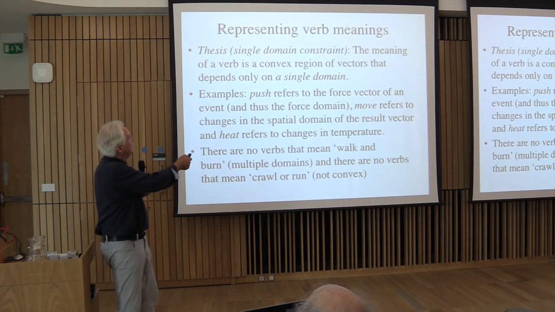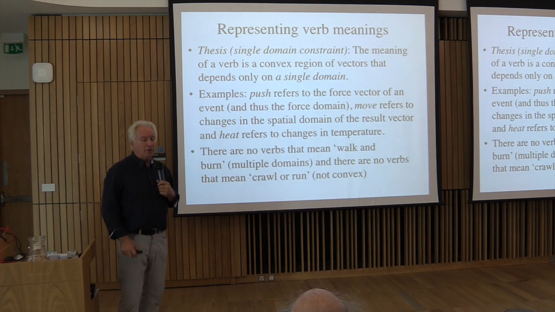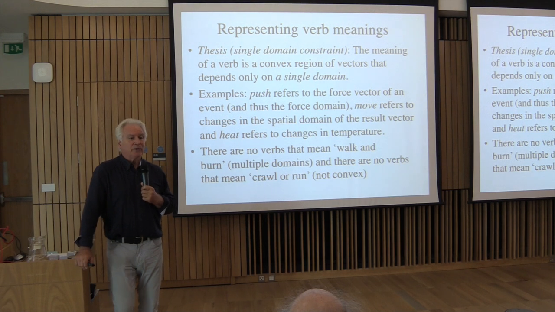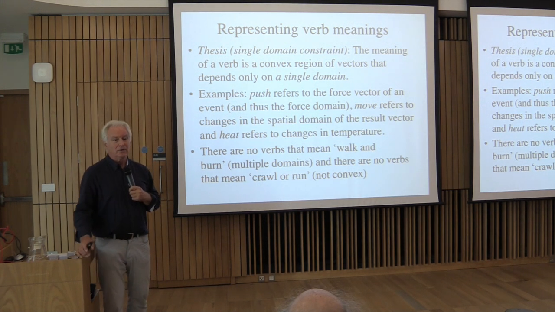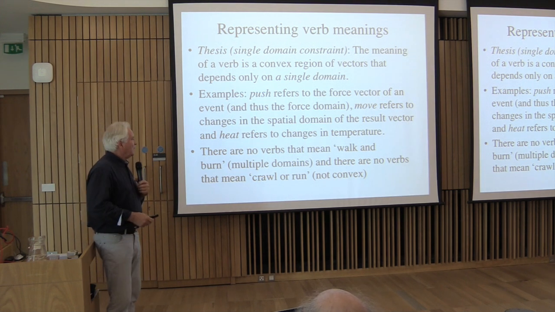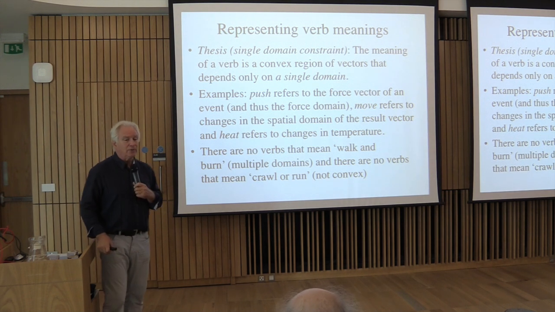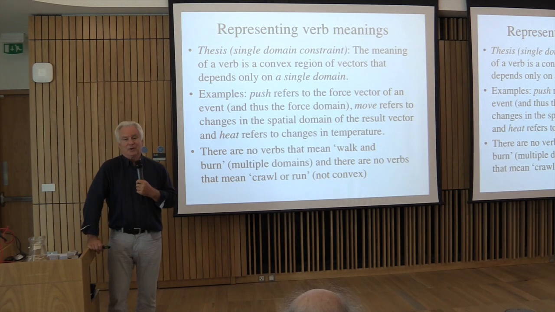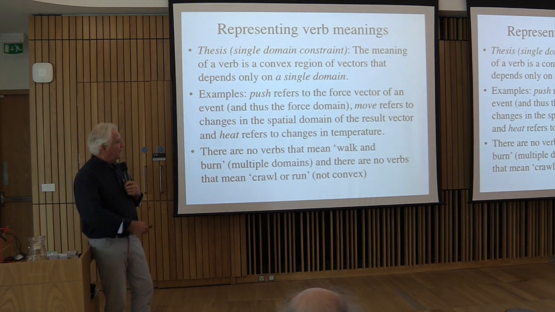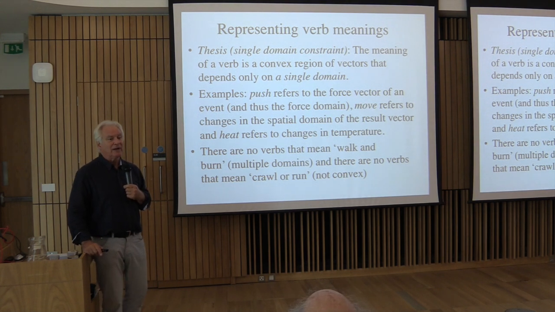again, let me explain the meaning of convexity and single domain here. There are no verbs that mean walk and burn, because they're different domains. There are verbs that could mean walk or jog, or walk or run. I mean, some languages don't make fine distinctions. That's okay, because that could form a convex region. And there are no verbs that mean crawl or run, because that's not convex. But there are verbs that mean run or jog, or run or walk, or things like that. That's possible. So, again, a very strong empirical hypothesis that can be tested in different languages.